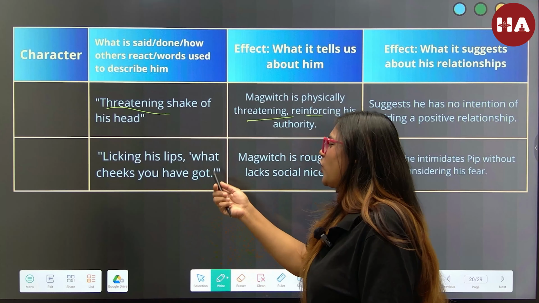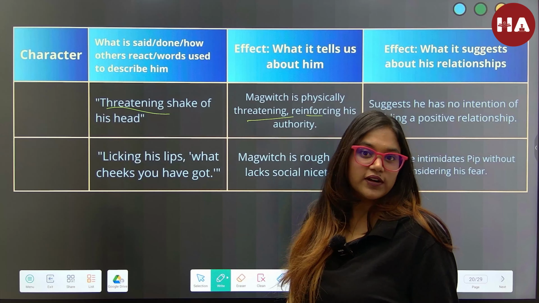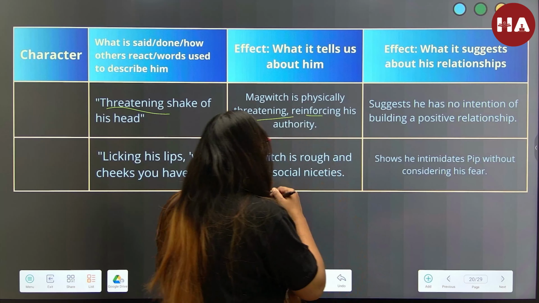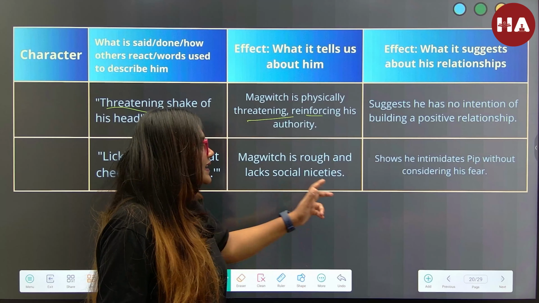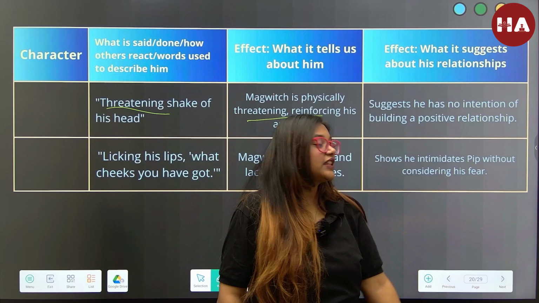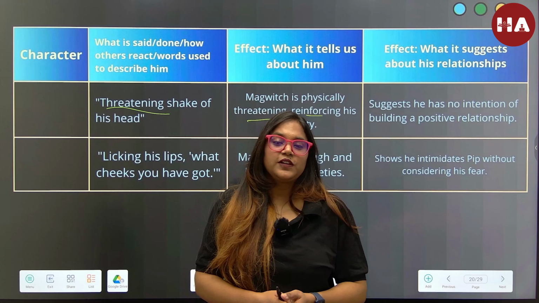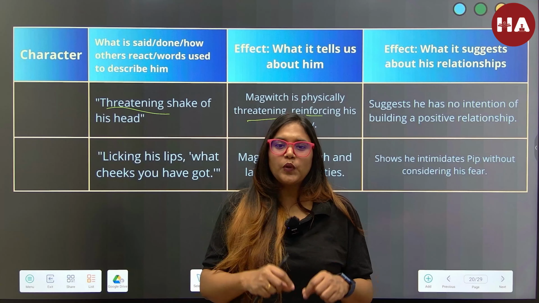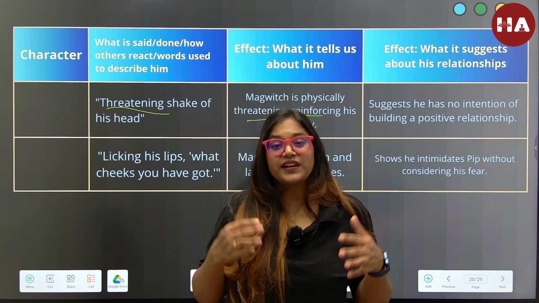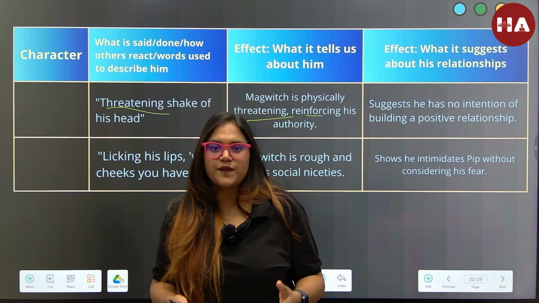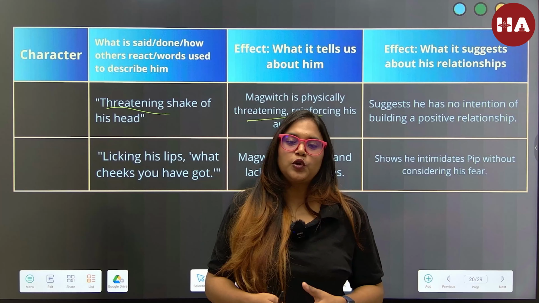"Licking his lips, what cheeks you have got." Again, you can see such expressions. Magwitch is rough and lacks social niceties. It shows he intimidates Pip without considering his fear. He is trying to intimidate him even after knowing that he is already physically intimidating, and in appearance he is too dreadful to look at.